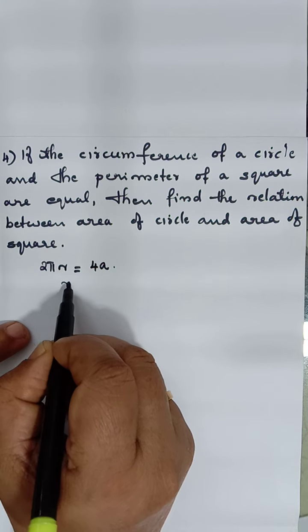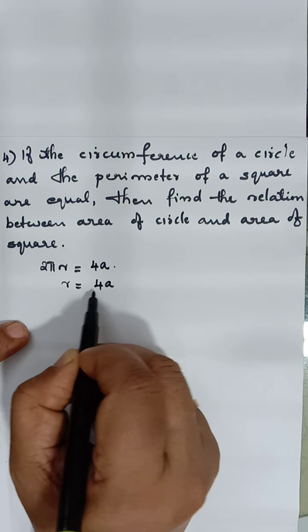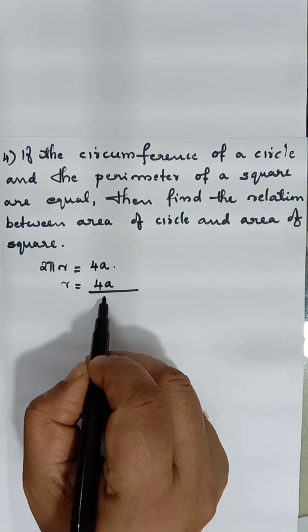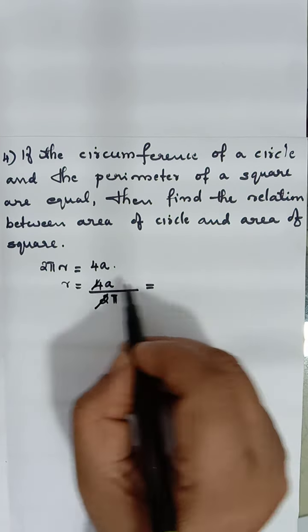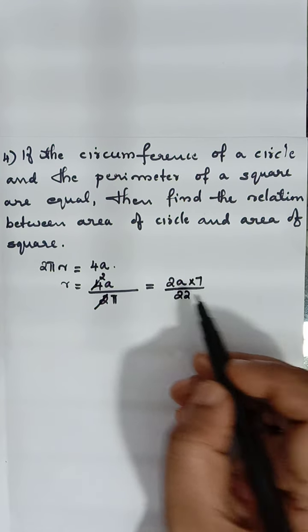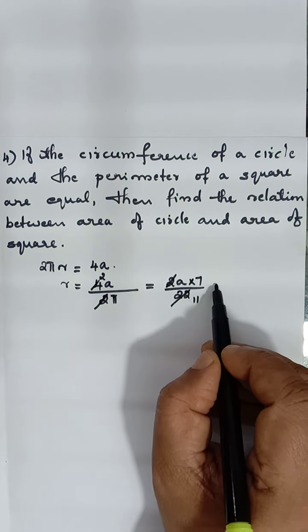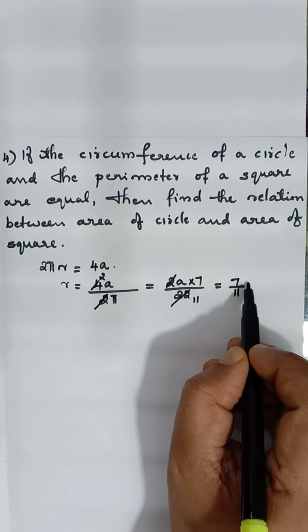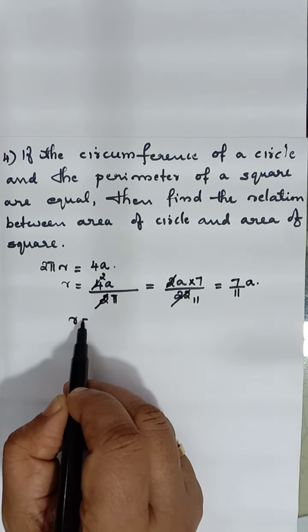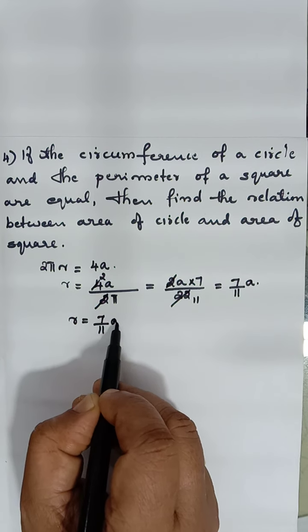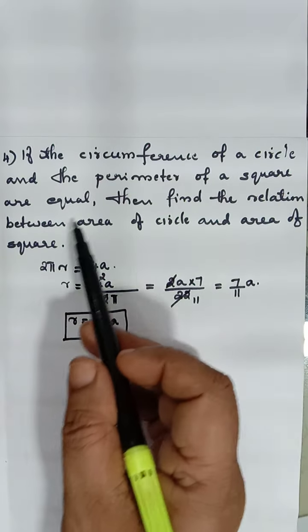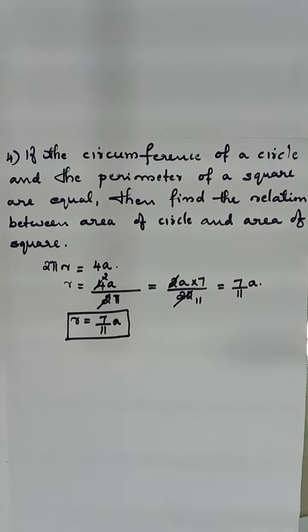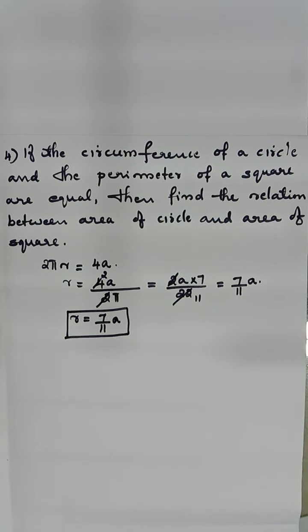From this we can write r as 4a divided by 2 pi. When we cancel, we will be getting 2a divided by pi. With the value 22 by 7, we can cancel, and we will be getting 7 by 11a. So r is equal to 7 by 11a here. Now we have to check the next condition.